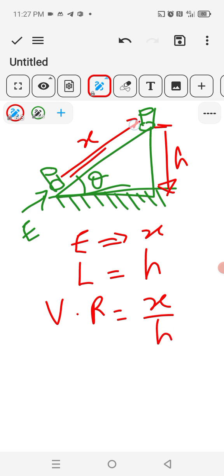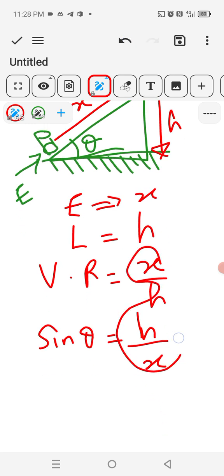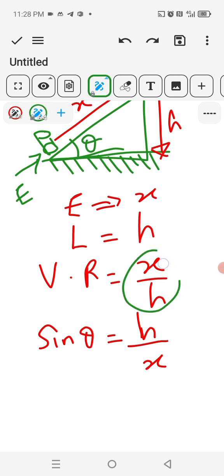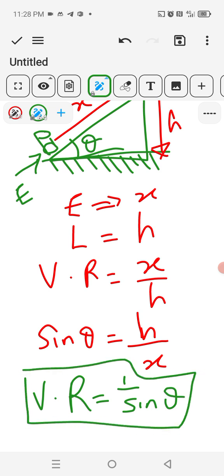So you're just doing the hypotenuse divided by the opposite. But if you check this very well, if you do sine theta for this right angle triangle, sine theta is opposite over hypotenuse. Opposite is h, hypotenuse is x. That's h over x. If you check these two, they are reciprocals. This one is x over h, this one is h over x. That means they are inverses of each other. So you can say the velocity ratio of an inclined plane is equal to 1 over sine theta. This is the formula for the VR of an inclined plane.